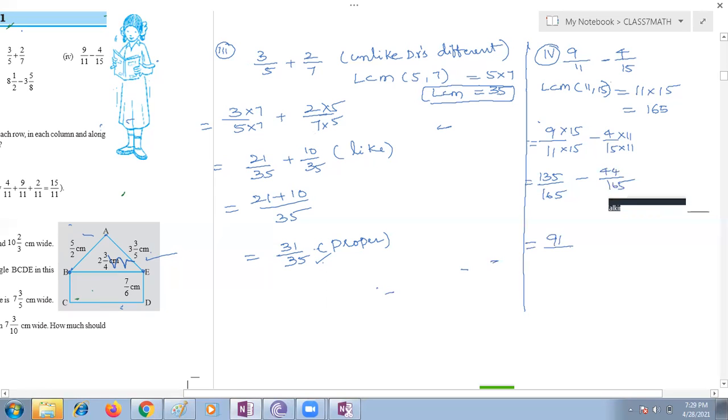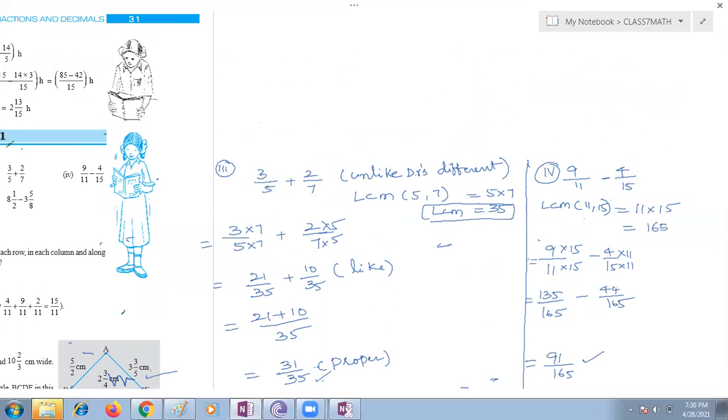91 by 165. Is it proper or improper? Ma'am, it's proper. So we can leave it here. Yes. How many of you are correct? Let me check who gave the correct answer. Let me just see 91 by 165. Let me check the chat box.